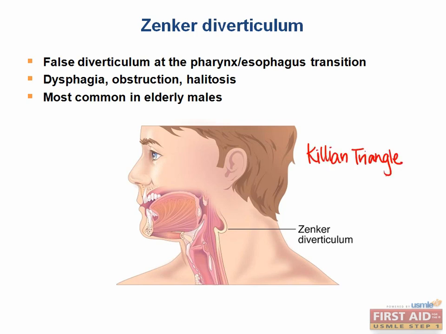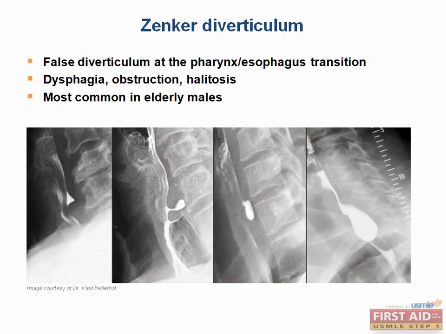Zenker diverticulum is a false diverticulum, which, as you remember, means what histologically? That's right, it contains outpouching of only the mucosa and the submucosa. This commonly presents on the boards as halitosis from trapped food, but the major complaints are from dysphagia and obstruction. Here you can see a barium swallow where an outpouching, which you can see here, is the Zenker diverticulum.